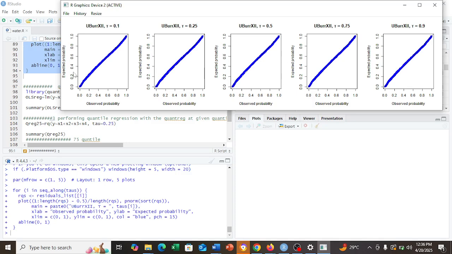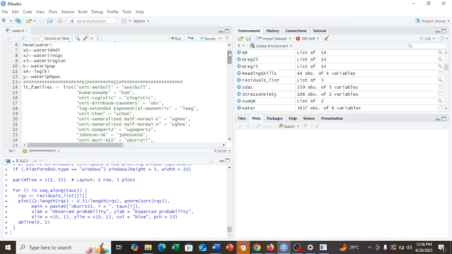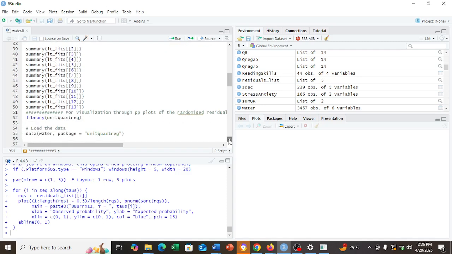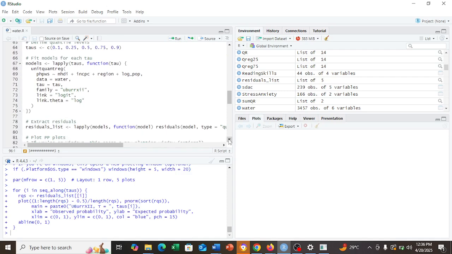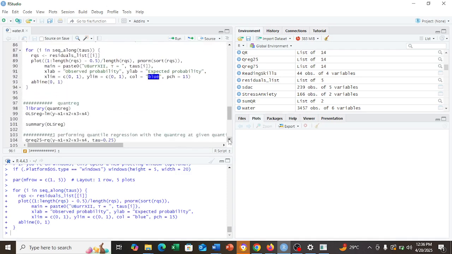So the first one is that I've taken you through the uniquantric package, how to run it, how to obtain the estimate, how to obtain the model selection criteria, and then how to obtain the estimate, standard error, and p-value for each of the 13 distributions. Very good. So that is the uniquantric package, how to run quantile regression with the uniquantric package.